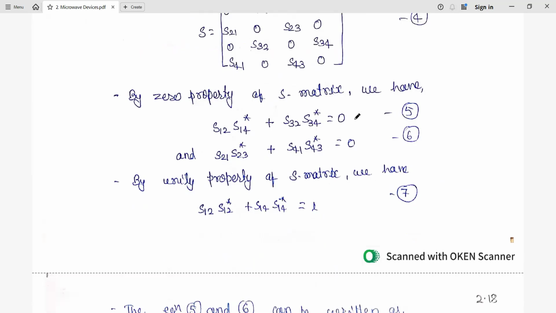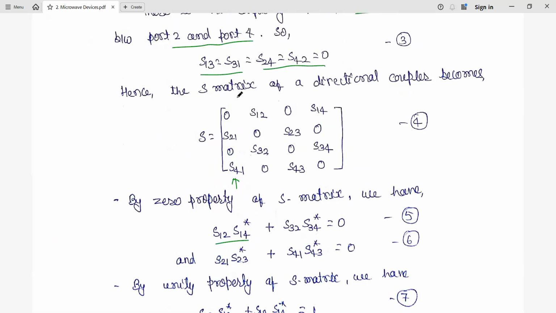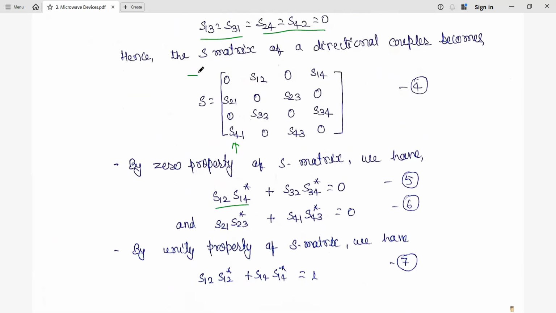What is the zero property of the S matrix? The elements of one column are multiplied with the conjugate of another column. Here, column 1 is being multiplied, or you can take it row-wise also. Both are possible. Here we have taken it row-wise, S12 multiplied with S14. This is the row, this is the column: second column, fourth column.